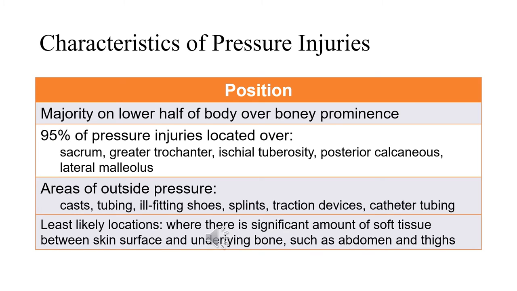The second P is position, so we have to think about the position most of our patients are in when they develop a pressure injury. Approximately 50% or more of the pressure injuries that are developed are on the lower half of the body, usually over a bony prominence. The majority of pressure injuries occur over the sacrum, greater trochanter, ischial tuberosities, the heel, and the lateral malleolar area. I did say before that pressure injuries really can occur anywhere, but the good majority of them occur over these few places.